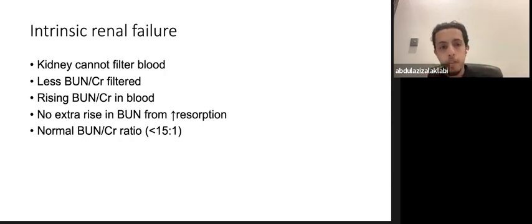the blood. Now, the difference here compared to pre-renal failure, is that the kidneys themselves are dysfunctional and they cannot reabsorb the water. Therefore, you're not going to see a very high increase in BUN because it's not following the water as it did in pre-renal failure. Therefore, the ratio of BUN to creatinine will be less than 15 or at the normal range.